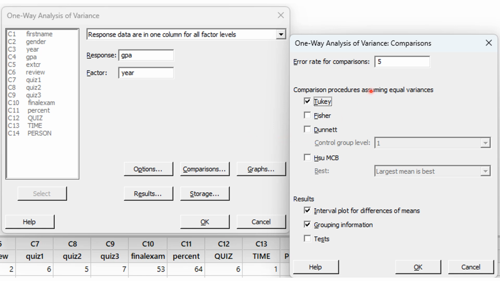Also, we want to consider if there's an overall significant finding for our F ratio, and we're comparing 4 different means, the means of 4 different class years. Well, the F ratio won't tell us where the significant difference in the means is. So that's why we want to do a post hoc test. And so we've selected the comparisons button, which brings us to our post hoc options, and specifically we wanted to choose the Tukey test.